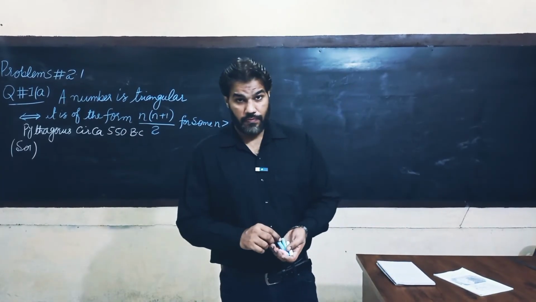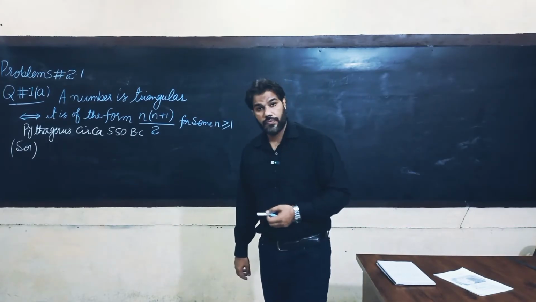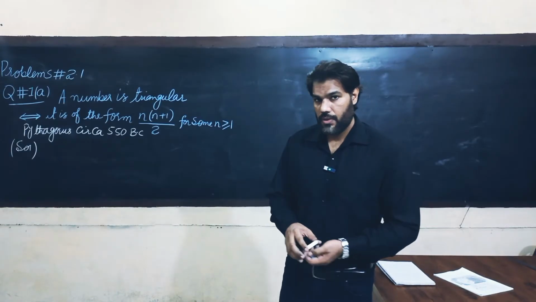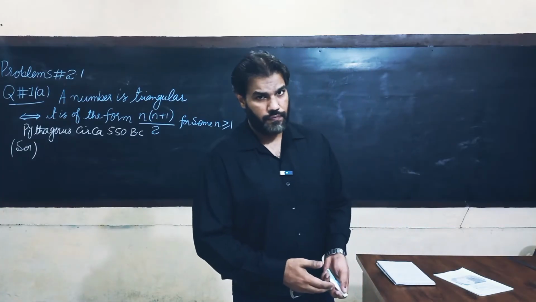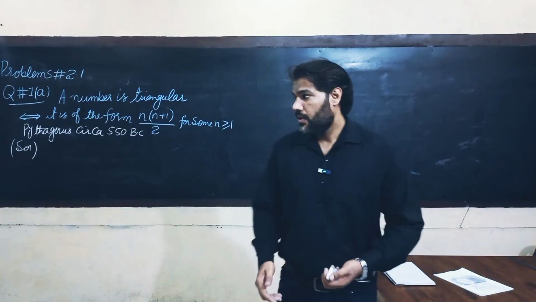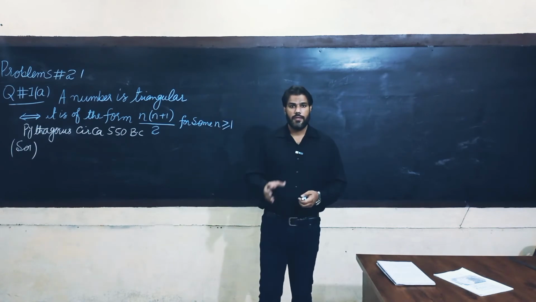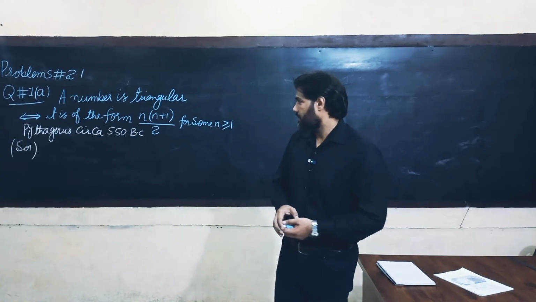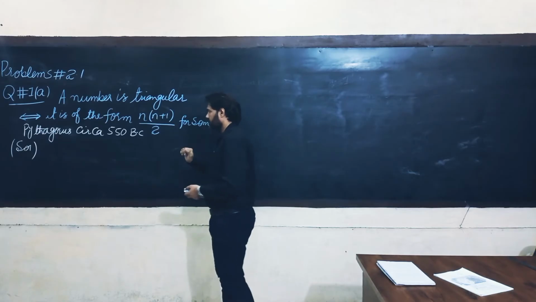Okay, let us start from the first part, question number 1a of problem 2.1. I have not written the complete statement of the question. The first few lines are related to the definition of triangular number that I have already discussed. In the first A part, we have to show that a number is triangular if and only if it is of the form n into n plus 1 over 2.